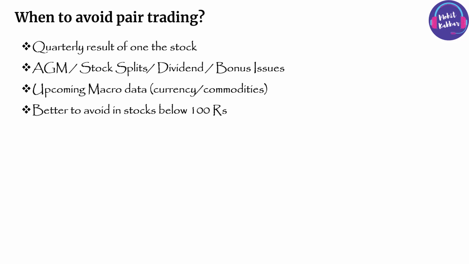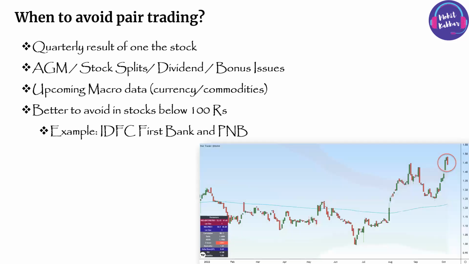So better to avoid stocks which are below 100 rupees. For example, IDFC, right now a trade is formed in IDFC First Bank and PNB, but avoid this, right? This is a screenshot I took yesterday. It is above three deviations. Short IDFC and long PNB.